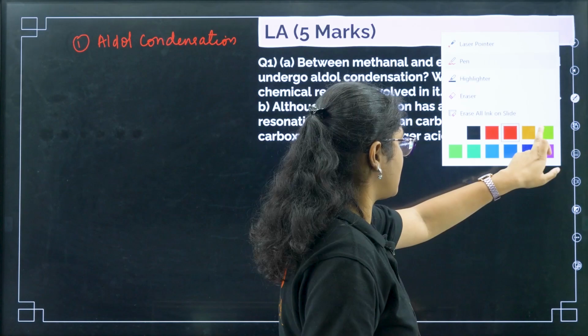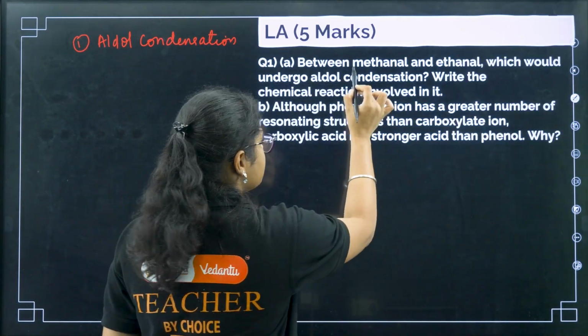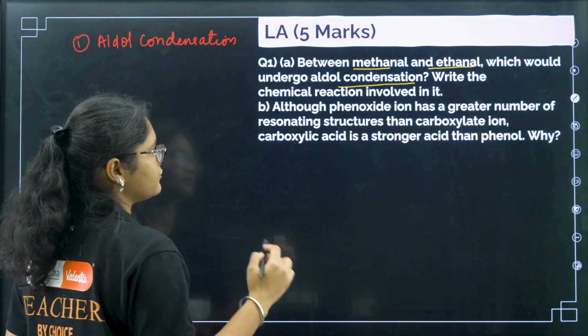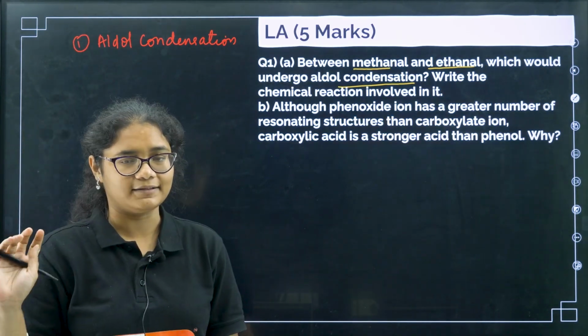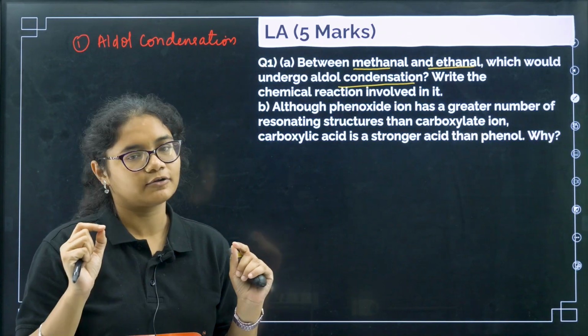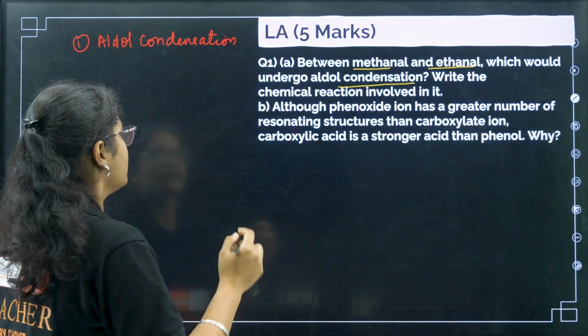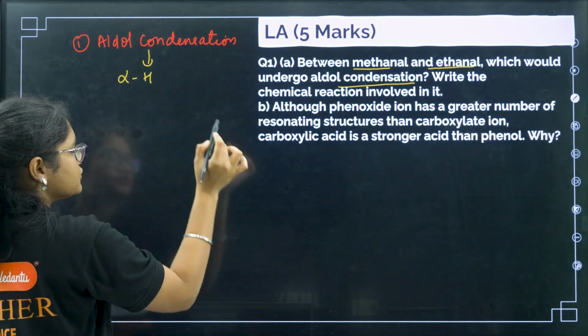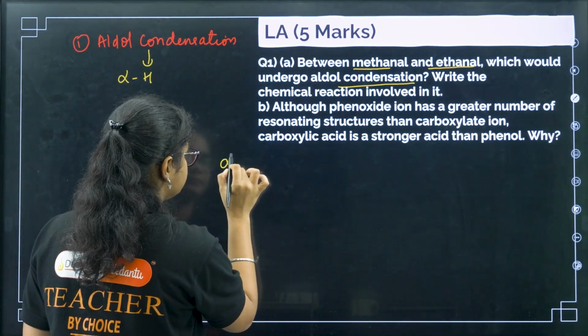Now let us see what is the answer for this question. Between methanol and ethanol, which would show aldol condensation? If you know, you have to write the answer like this. No need to define anything. The question simply asks which one will react. The answer is ethanol, because in aldol condensation, what is the condition? It should have alpha hydrogen, right? So you can write the answer like this.